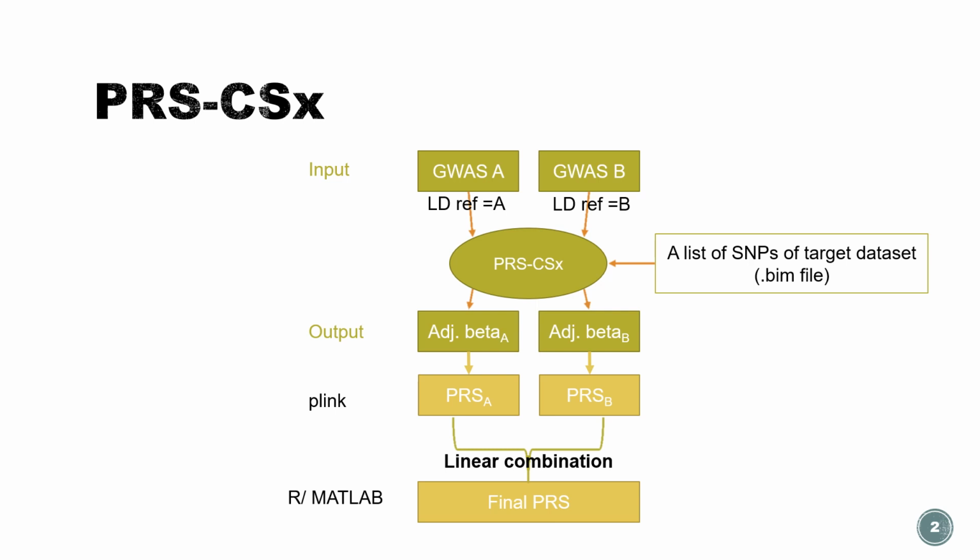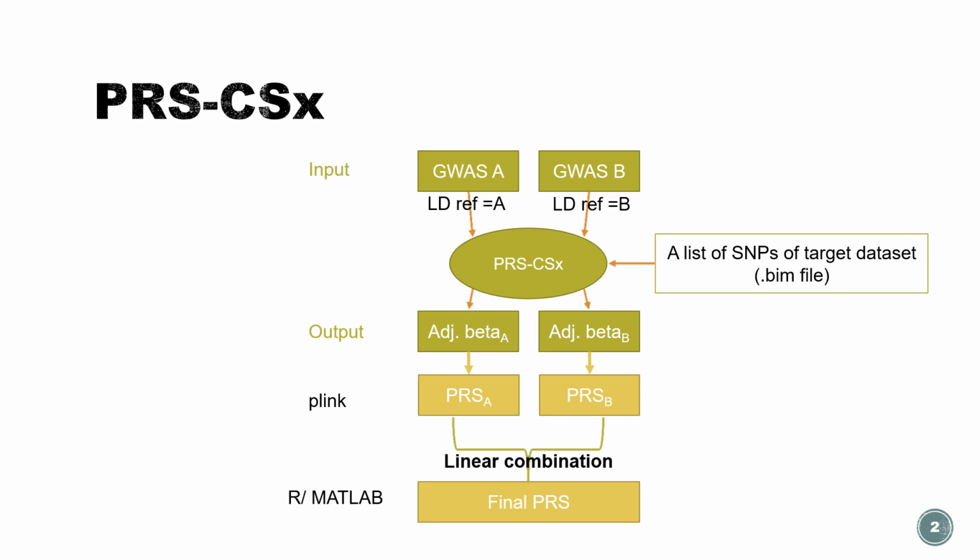This is the workflow of the method. The input is GWAS summary statistics from different populations. PRS-CSx adjusts the effect size of each population GWAS using their corresponding LD reference panel. The adjustment of SNP effect size is performed on SNPs that are shared by the input GWAS, the LD reference panel, and the target data. Therefore, PRS-CSx needs the prefix of the target data so that it can read the SNP list from the .bin file. The output is two sets of adjusted effect size.